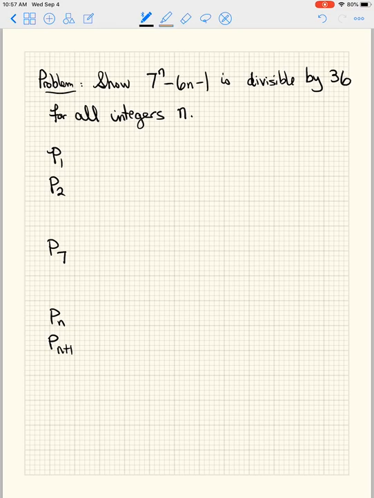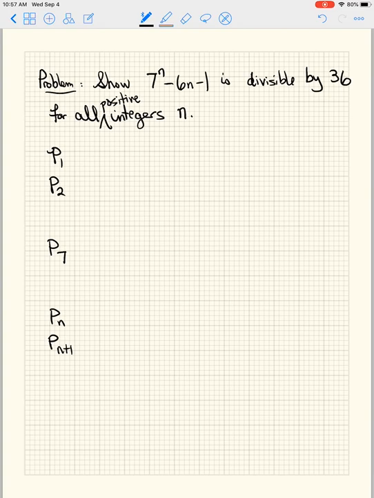And when does it want to be divisible by 36? Well, it wants us to show that for all positive integers n. So we want to show that no matter what number n we choose, if we compute 7 to the n minus 6n minus 1, it's going to be divisible by 36.